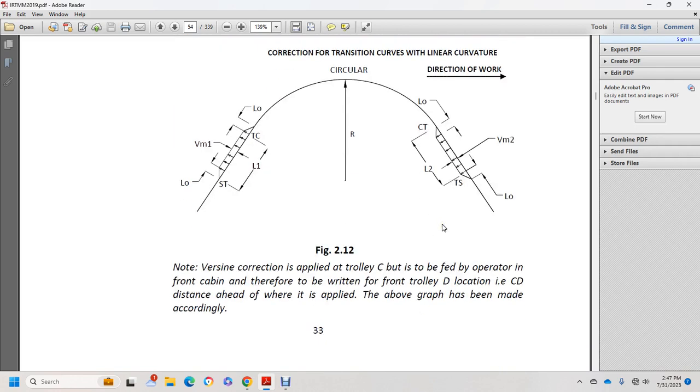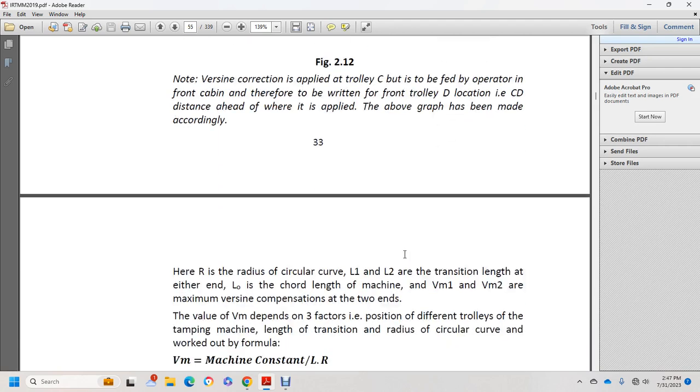Note versine corrections are applied with trolley C, but is fed by the operator from the cabin, therefore written with trolley D. At locations C and D, the distances ahead were applied, and the above graph has been made accordingly.